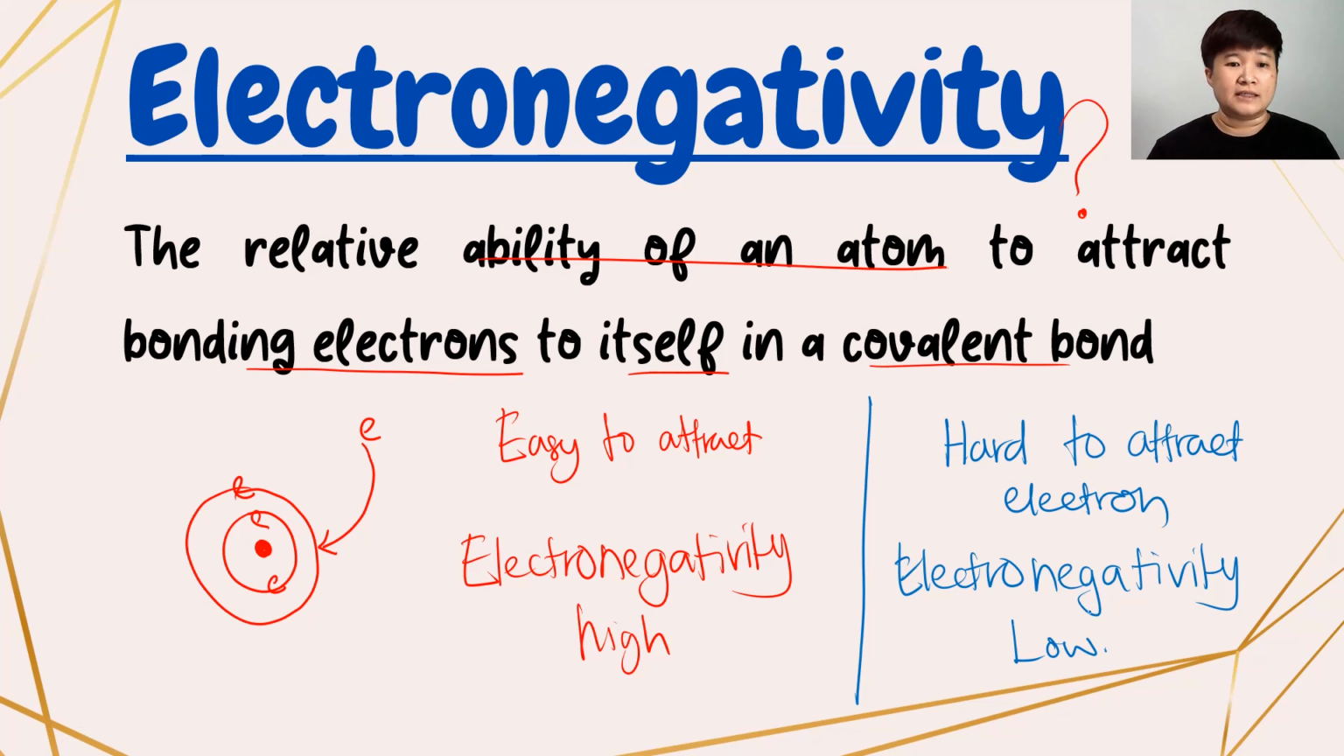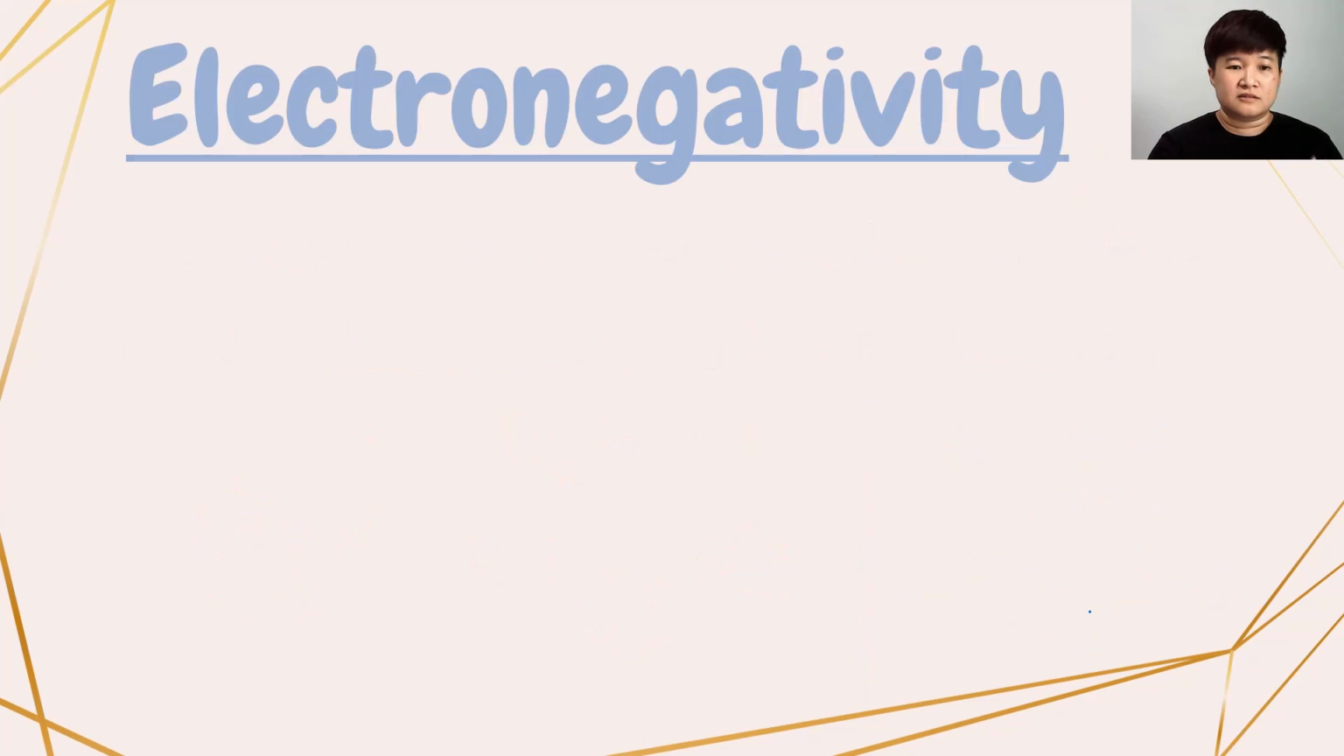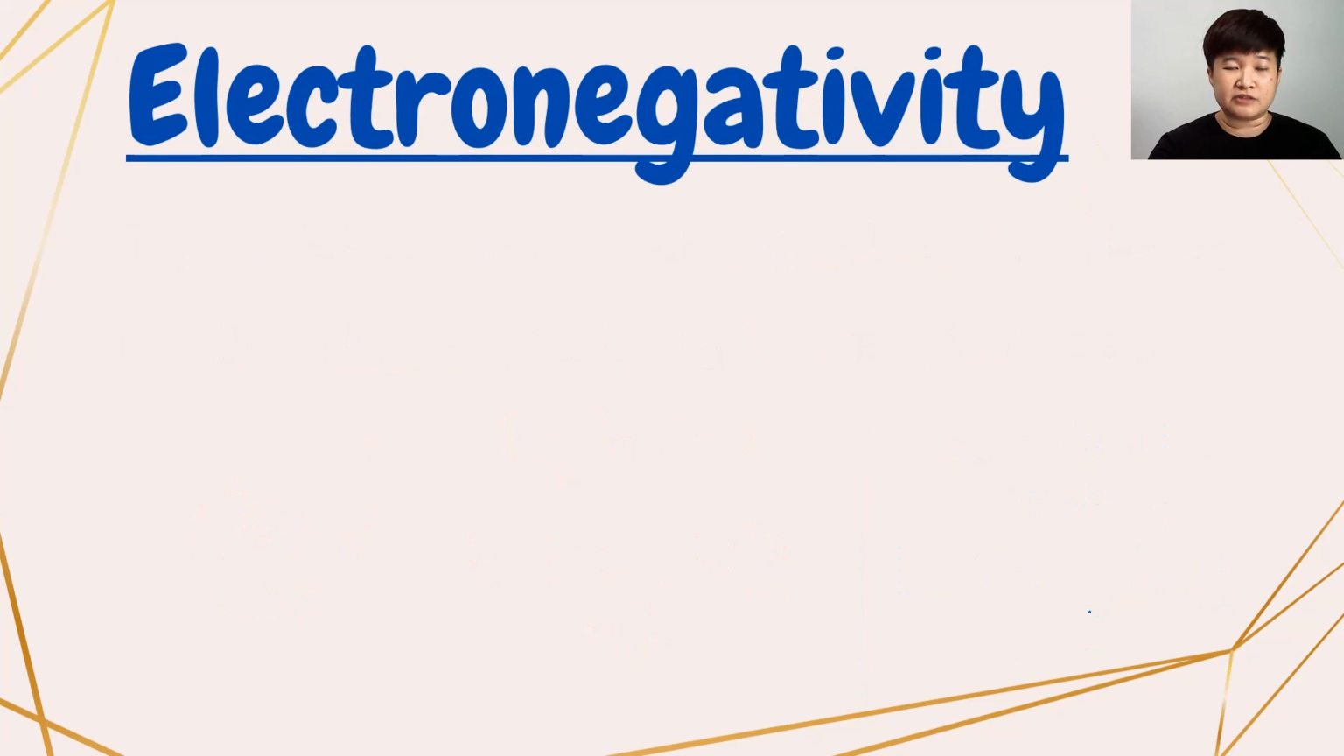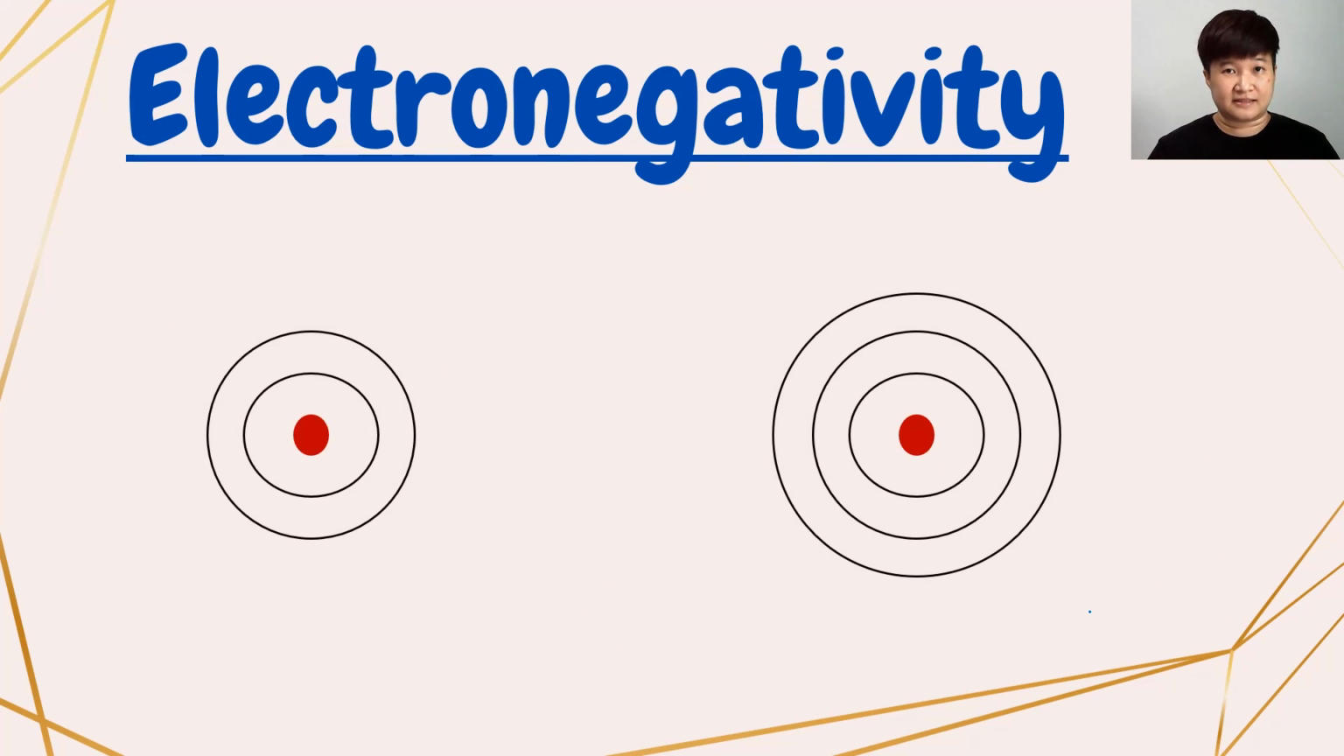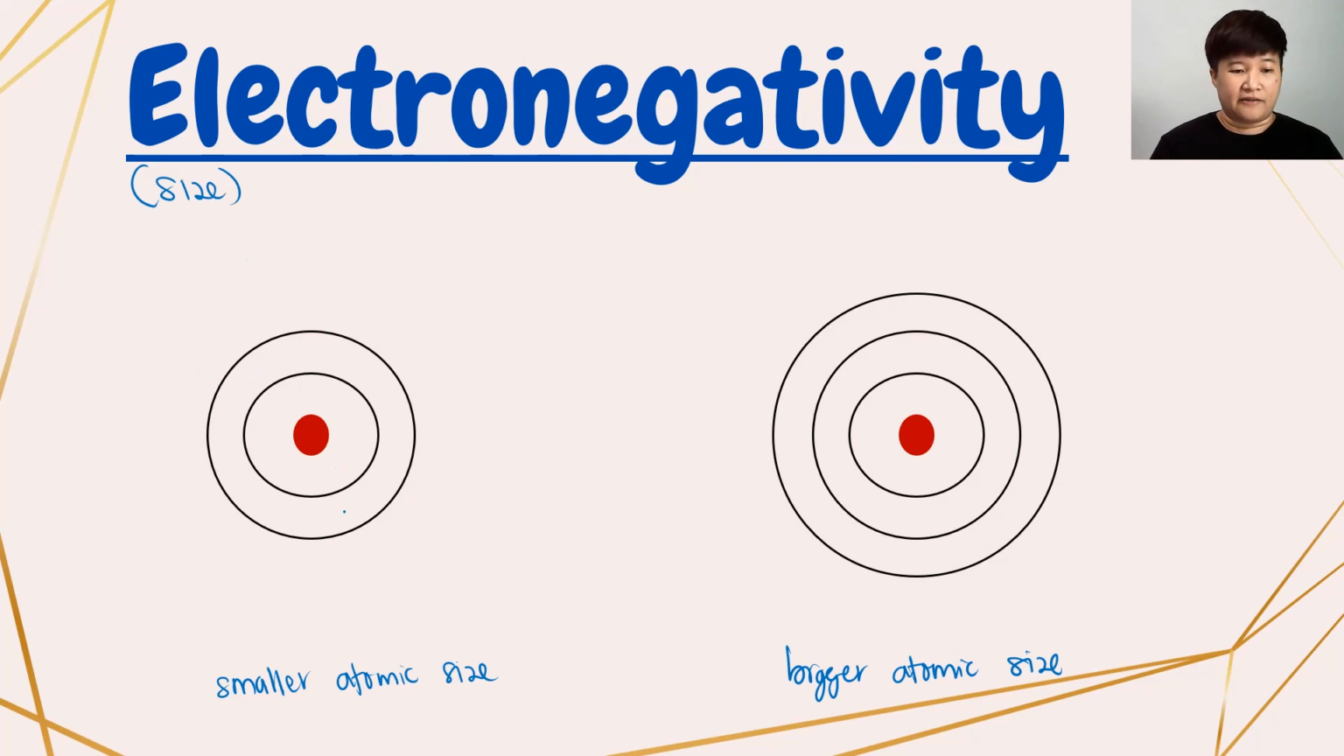How do I know whether it's easy to attract the electron or it's hard to attract the electron? Simple. Electronegativity will be highly affected by the size. You can see over here, I have two different sizes. Smaller atomic size, and also I have one bigger atomic size. Okay, so electronegativity will be highly affected by the size. I have a small one and a big one on the screen right now.